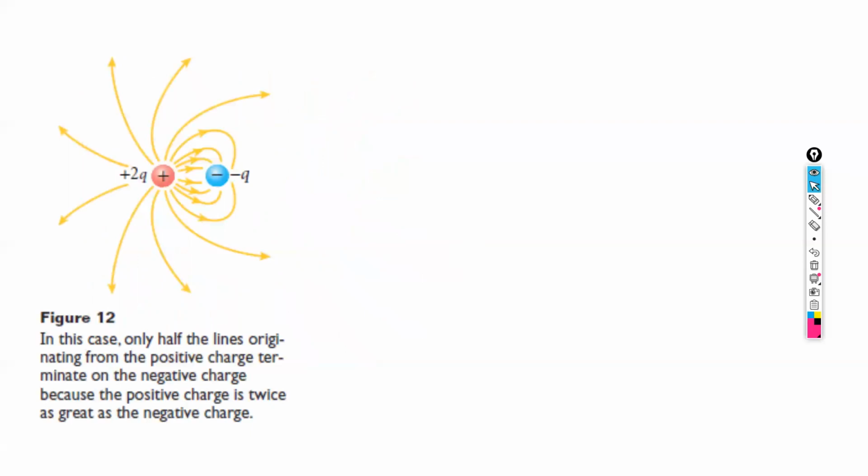Now, here you can see what I was talking about with the distribution of charge. The positive one on the left is double. So if you count those lines, it's going to have twice as many field lines as the one on the right. But still, you can see what it would do if you put a charge in that system based on the field lines.